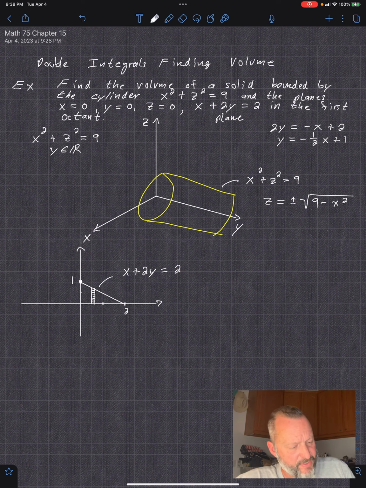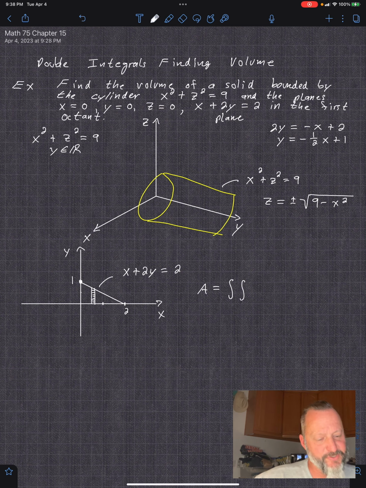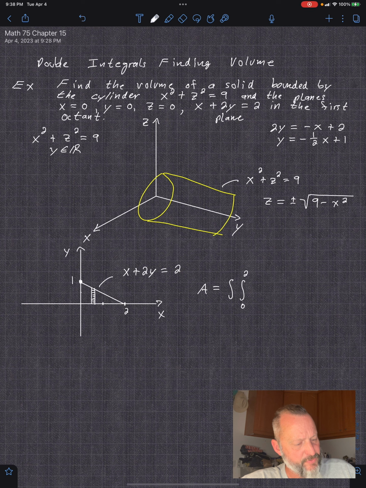So the area, we know, is equal to the double integral. And then we go from, well, careful, that's not x. This is x, and this is y, because I drew that a little close to the other axis. So we can say x goes from 0 to 2, but, oops, let me back up. Sorry about that.